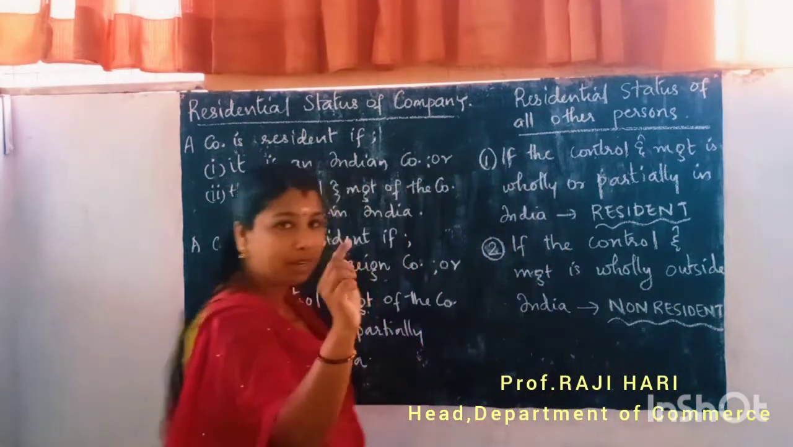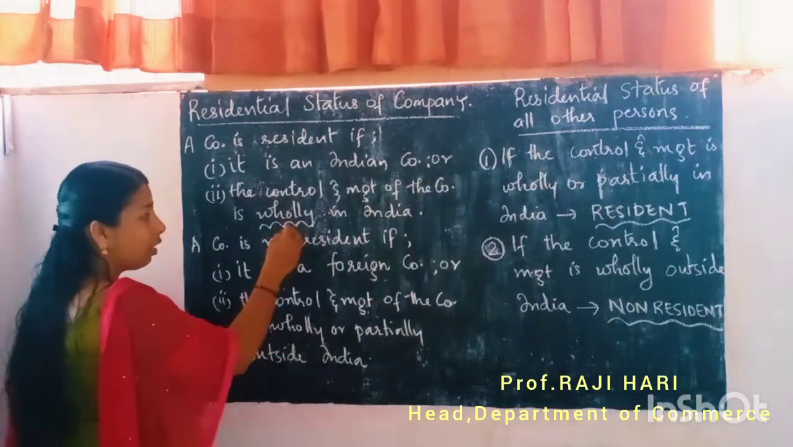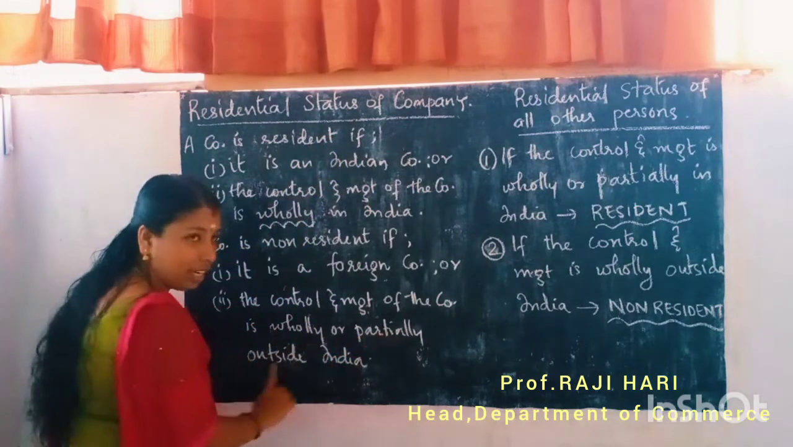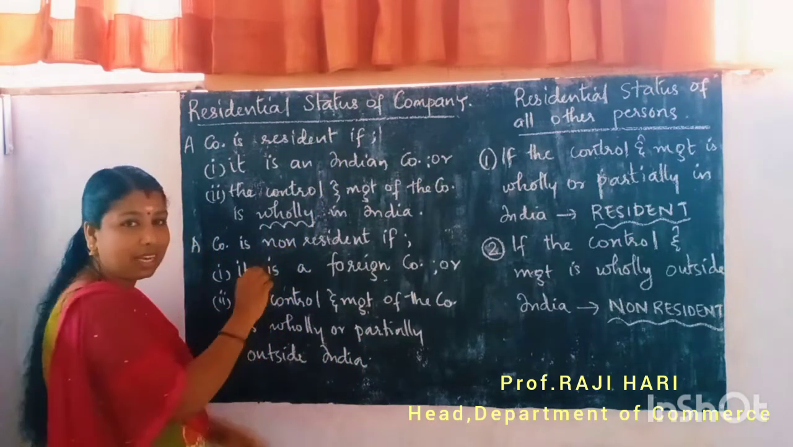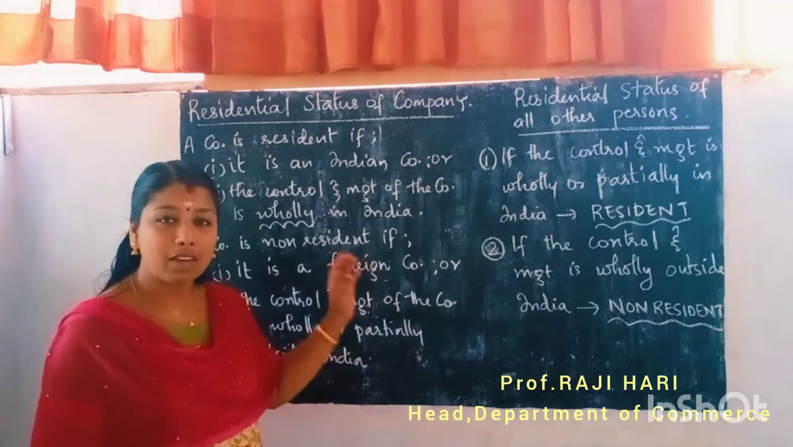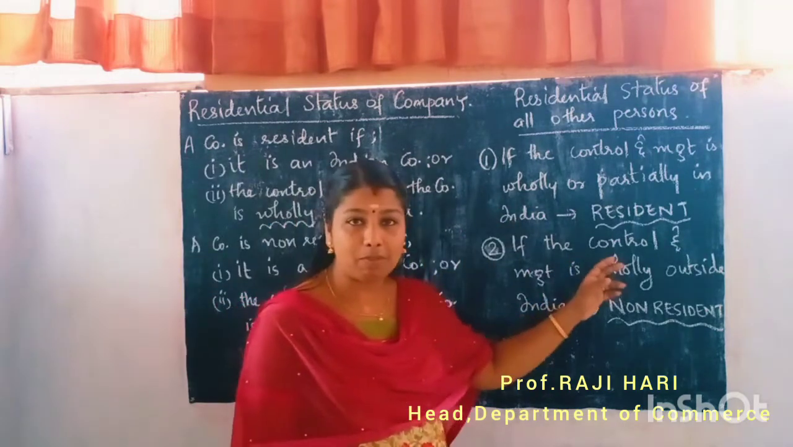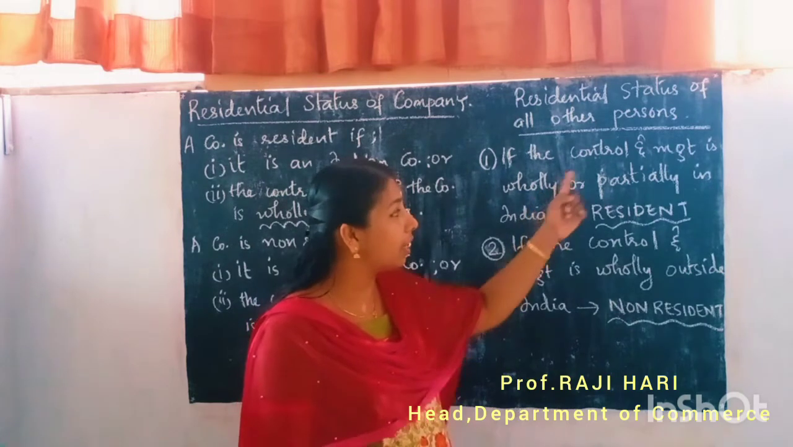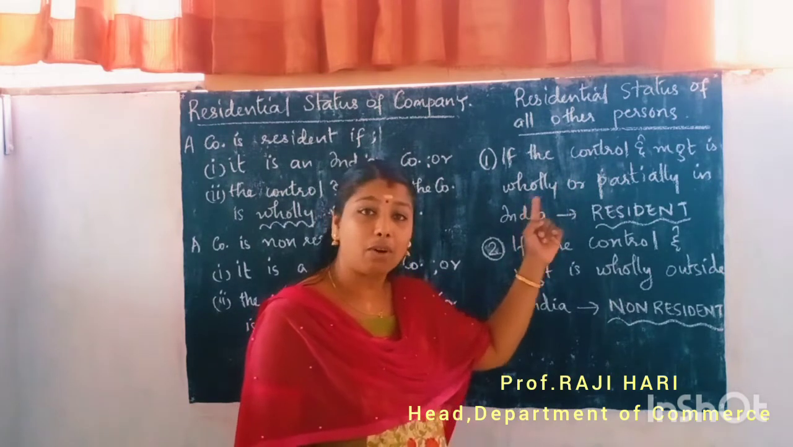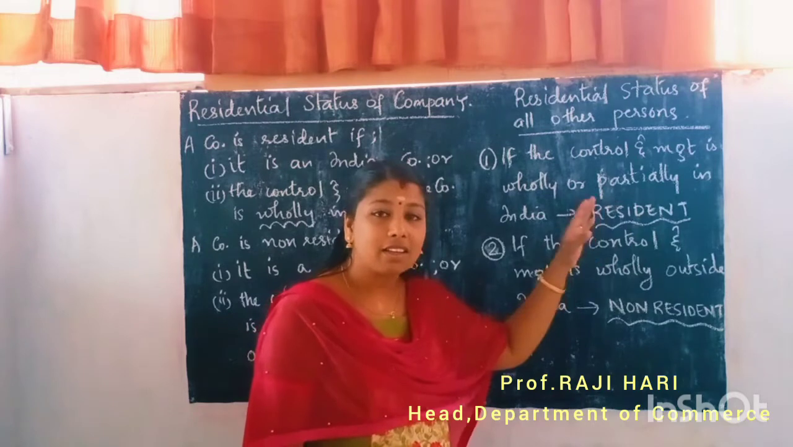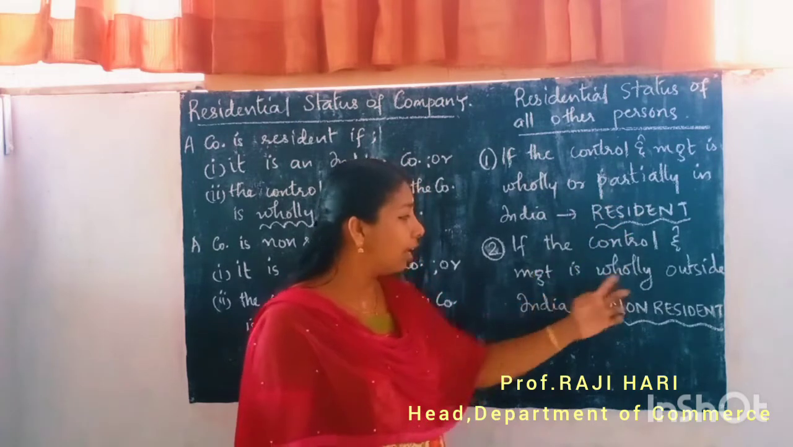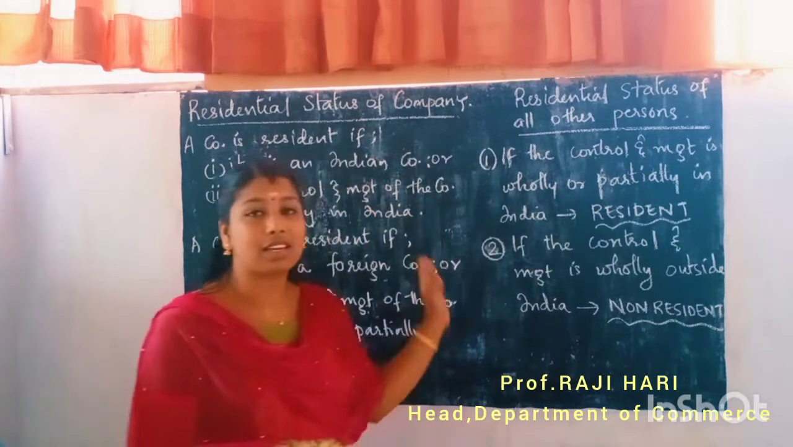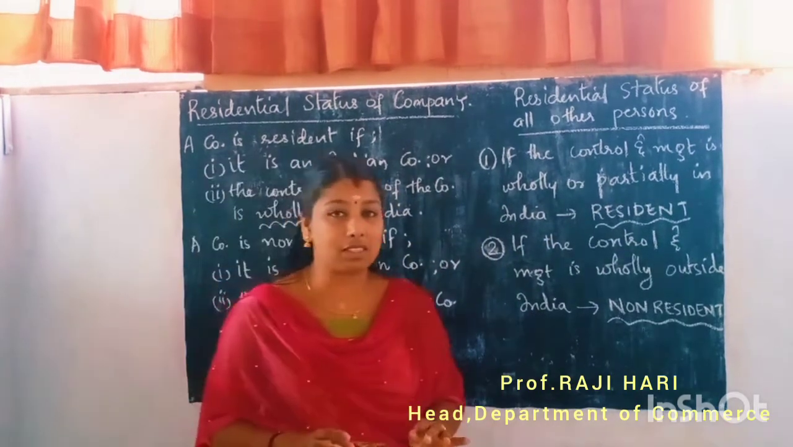So only company has a little bit of difference. Wholly in India, then it becomes resident. Wholly or partially outside India, it becomes non-resident. That is applicable only in case of company. And Hindu undivided family and all other persons have one condition: if the control and management is wholly or partially in India, that person is resident. Wholly outside India, then it becomes non-resident. So these are the residential status of persons.